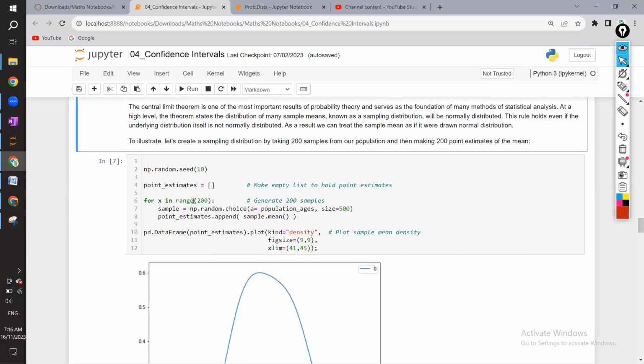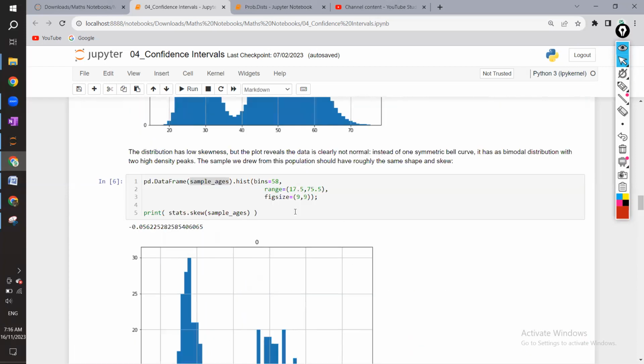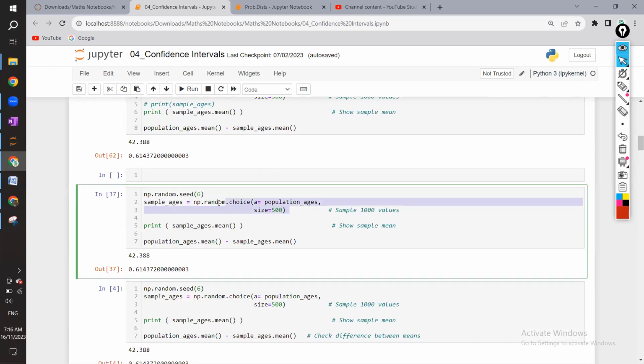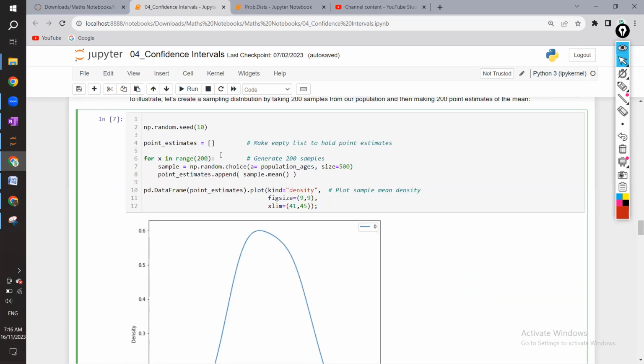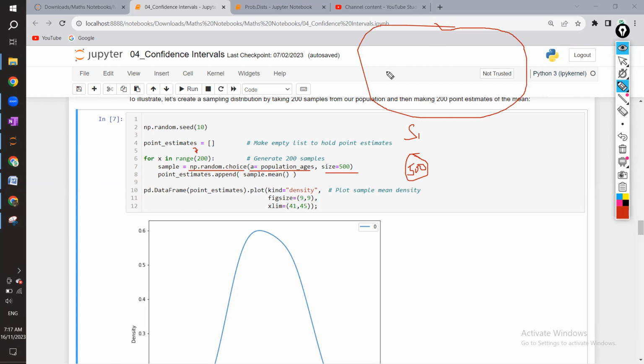So now what we are doing, see, same thing. Whatever we did above to take 500 samples from the population, we are doing the same, but 200 times. For x in range of 200, it will repeat 200 times, and each time it will do np.random.choice with a equal to the population and size 500. That means every time it will take a sample of 500 points from the population. The population is the overall population ages, which is bimodal, this one.